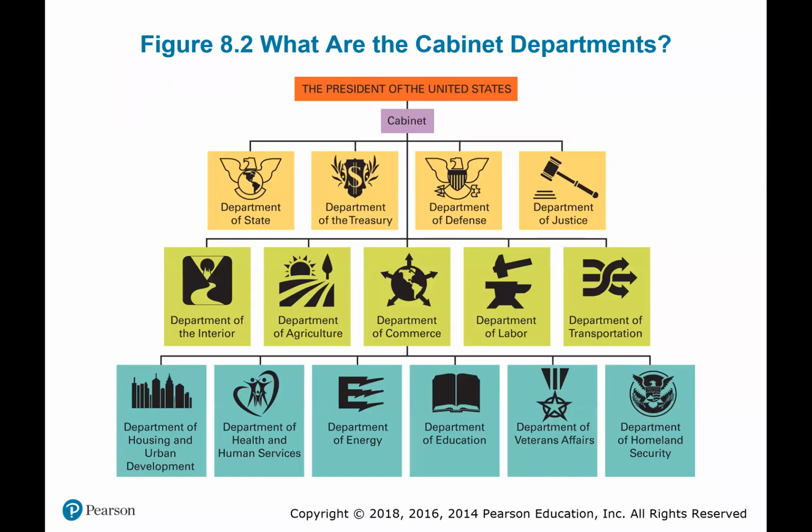So what are the cabinet departments? We've gone over this before, but this is something you need to know. And we have 15. We started with 3 under Washington, and it's been growing ever since. All of the cabinet departments are headed by a secretary with one exception, and that's Department of Justice, and that's the Attorney General. So everyone else would be Secretary of Defense, Secretary of Labor, etc. But Department of Justice, it is Attorney General.